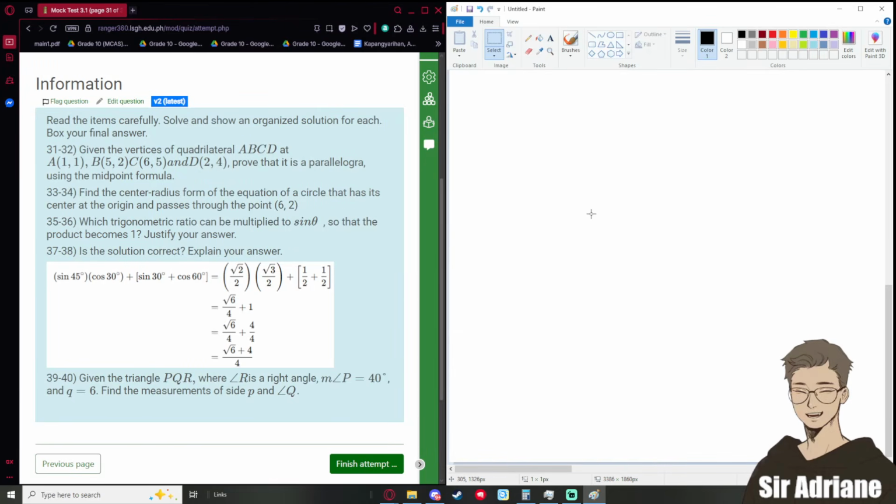Okay, now let's move on to the problem solving part. For number 31 to 32, given the vertices of quadrilateral ABCD, prove that it's a parallelogram. There are several ways to show that a quadrilateral is a parallelogram.